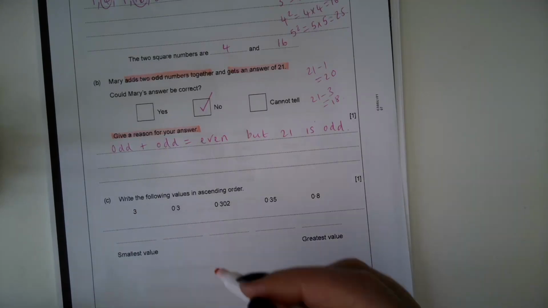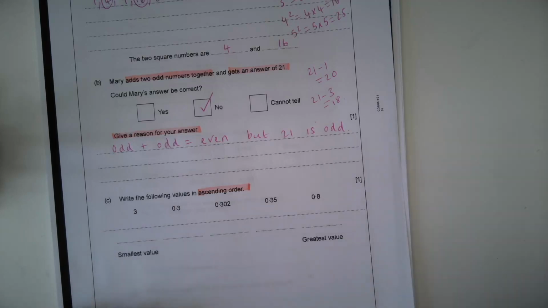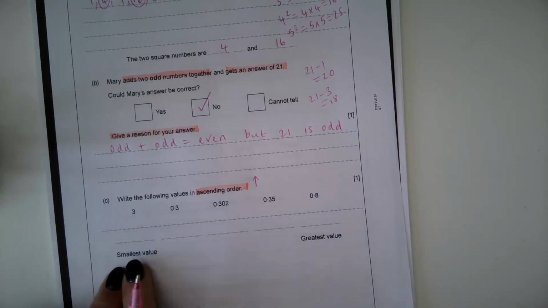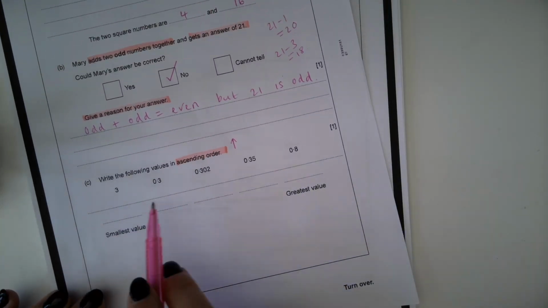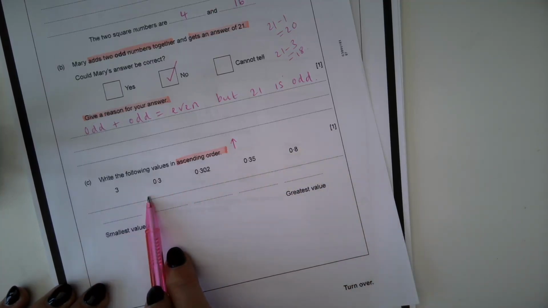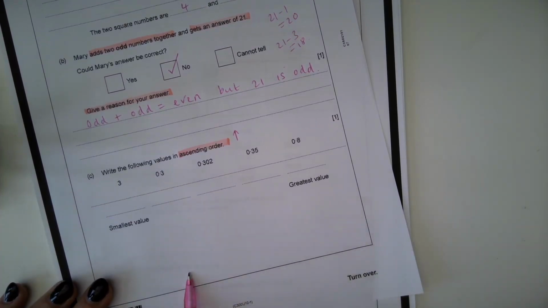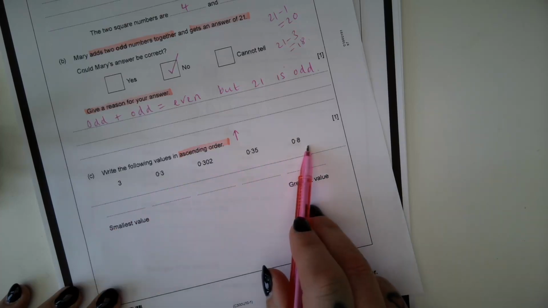Part C. Write the following values in ascending order. So ascending order means going up. Okay, so we want them to go from smallest to greatest. So when we're ordering mixed numbers like this, so decimals and integers, we need to be really careful. So what I'm going to do is write a column down here, and I'm going to match everything up to the appropriate decimal places.